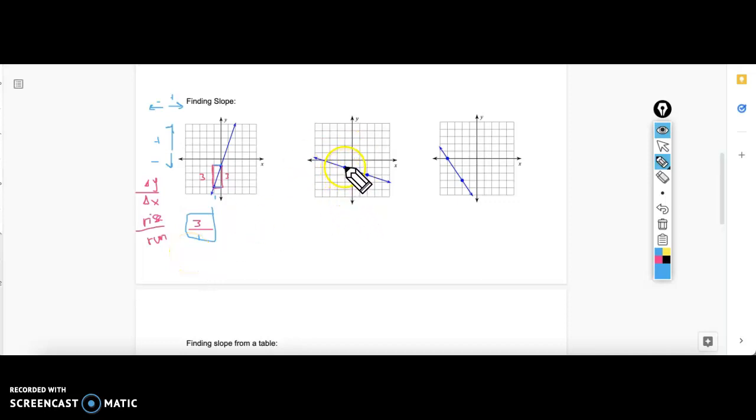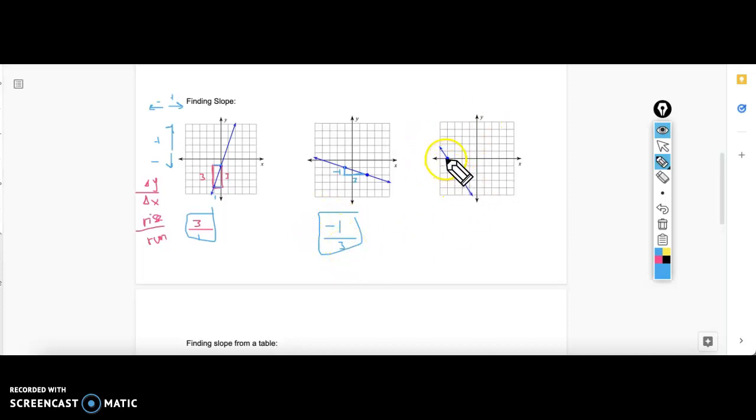So I'm going to come over here, I'm going to do the same thing. I'm just going to draw a little triangle. I'm going to count rise first. So from this point over to this point, did I go up or did I go down? I went down, and I went down 1 box. So I went down, which means negative, and down 1 box. Then from this point to this point, did I go left or did I go right? Well, I went right, and it looks like I went right 1, 2, 3 boxes. So then it's going to be a positive 3. And again, we notice a negative slope because only one of those numbers is negative.